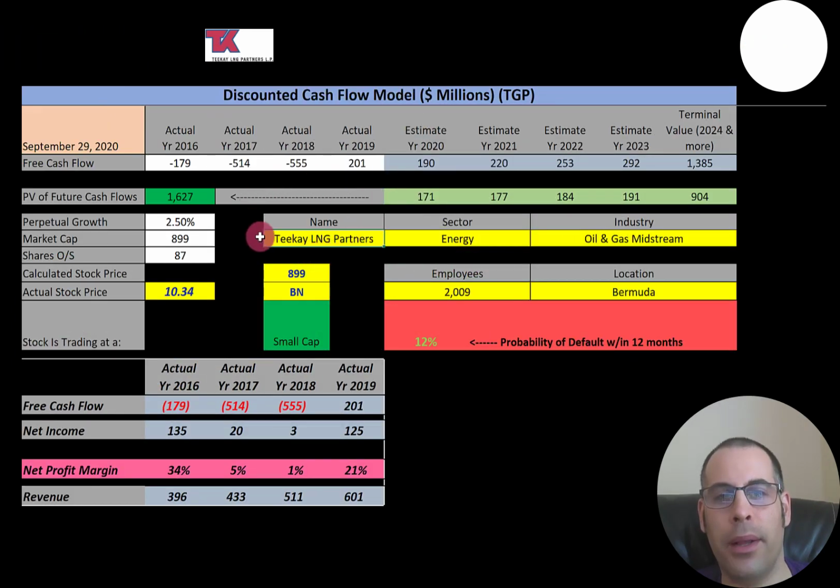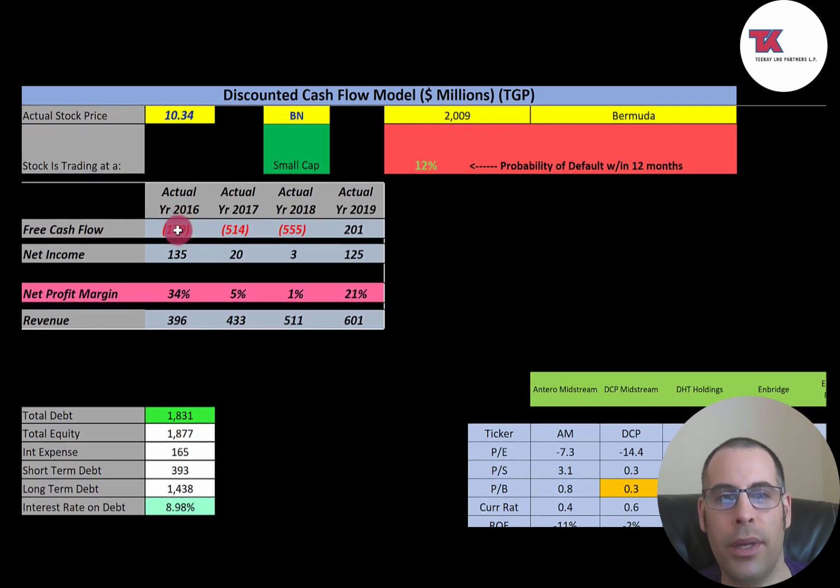The next company we're going to look at is Teekay LNG Partners, another oil and gas midstream company, small cap, under 1 billion market cap. They're trading at $10.34 a share, and they have 87 million shares outstanding. Free cash flow looks really bad. It's negative in 3 to 4 years. Net income is okay, although it's pretty small in a couple of years. Revenue looks good though. It's growing each year.